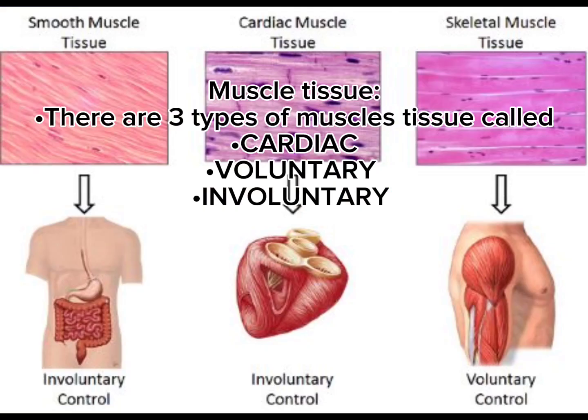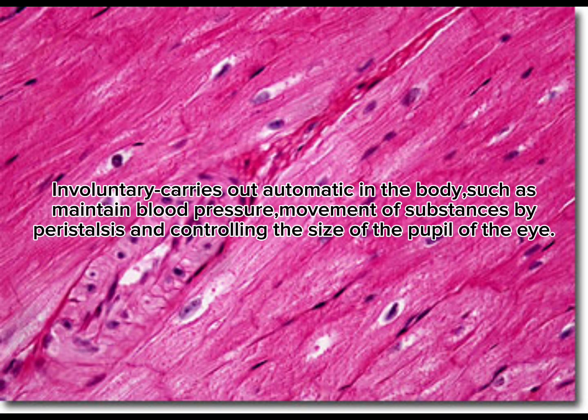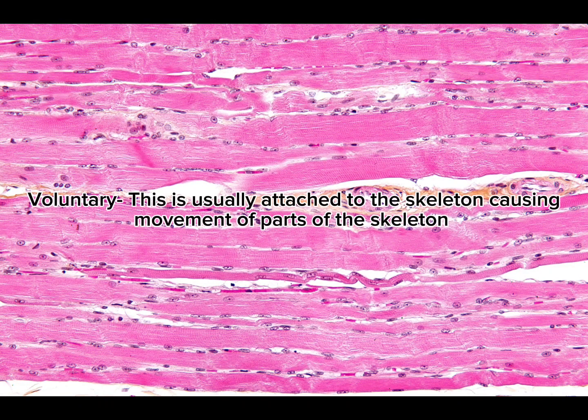Muscle tissue. There are 3 types of muscle tissue called: cardiac, voluntary, involuntary. Cardiac is found only in the heart and is responsible for keeping the heart beating rhythmically. Involuntary carries out automatic functions in the body, such as maintaining blood pressure, movement of substances by peristalsis, and controlling the size of the pupil of the eye. Voluntary is usually attached to the skeleton, causing movement of parts of the skeleton.